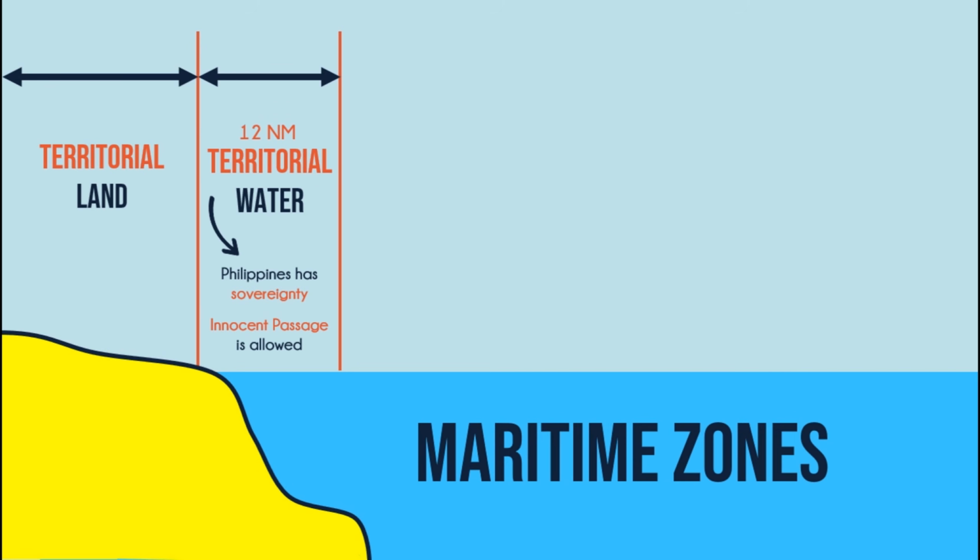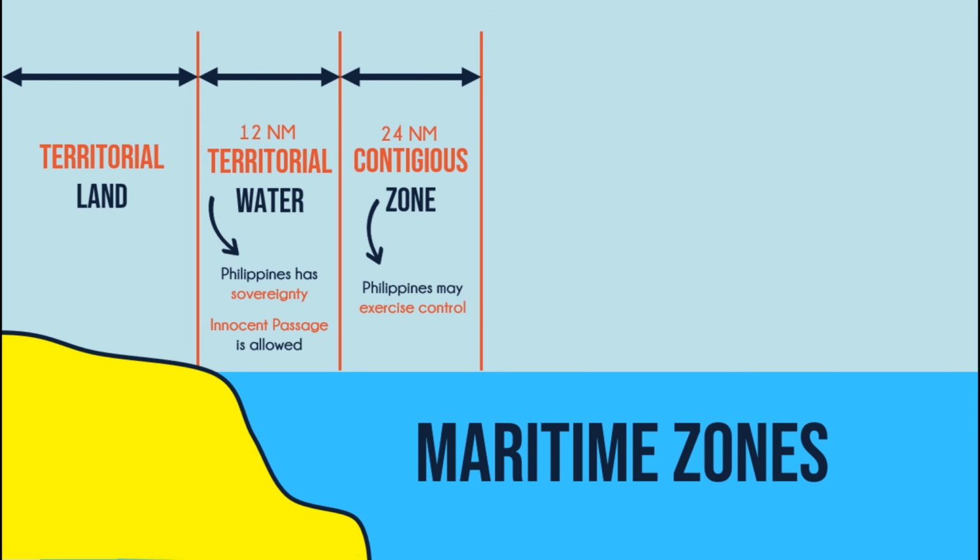This means that foreign vessels can enter as long as they refrain from engaging in prohibited activities, such as weapon testing, spying, smuggling, serious pollution, fishing, or scientific research. From the edge of the territorial sea, we measure 24 nautical miles to determine the contiguous zone. In this zone, the Philippines may exercise control to prevent infringement of its customs, fiscal, immigration, or sanitary laws and regulations within its territorial sea.